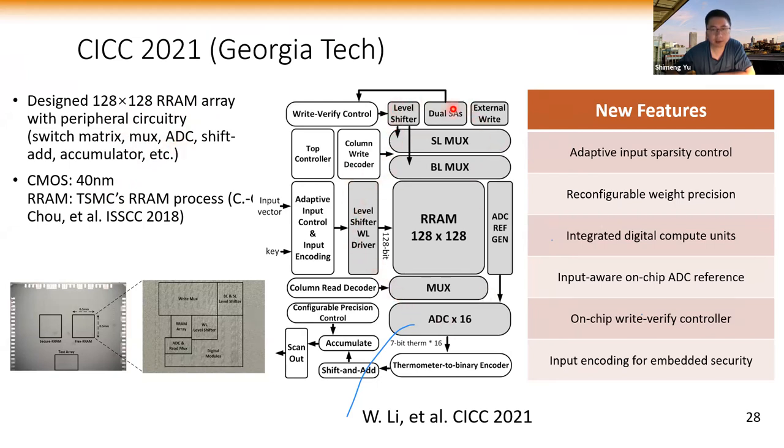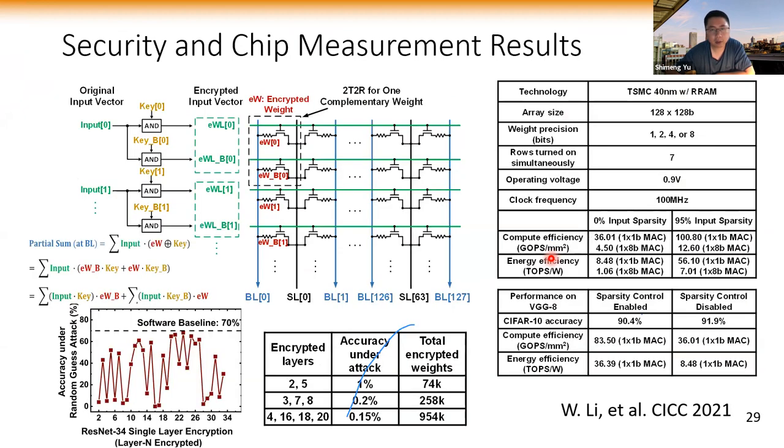This part is the analog macro, the analog blocks. And then the white boxes are the digital controls. So here we have some new features of this design. I will skip the list, but I just want to highlight a few new features we implemented with this RRAM chip. One of the features is security.